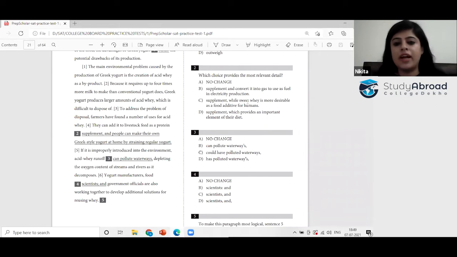Third, while sweet whey is more desirable as a food additive for humans. All right. Now D says supplement, which provides an important element of their diet. Now, see that the language is different in all the four options, and we have to make the best choice. How are we supposed to do it now?